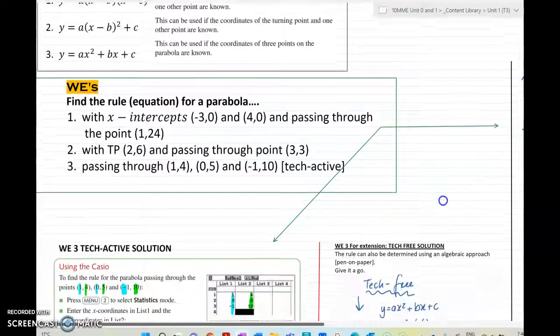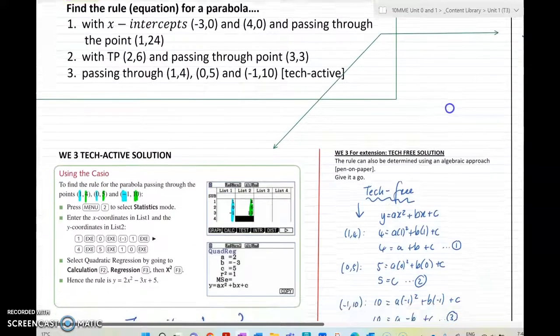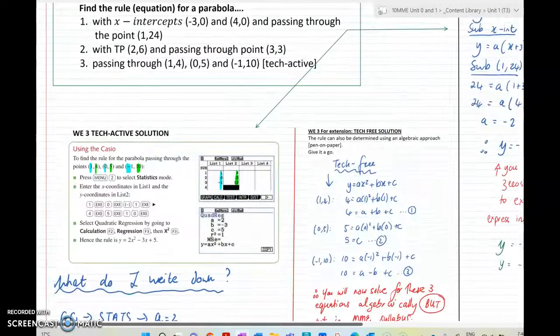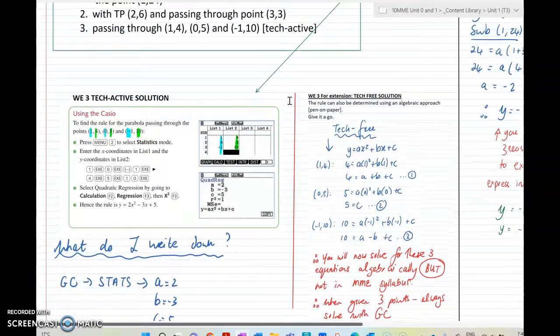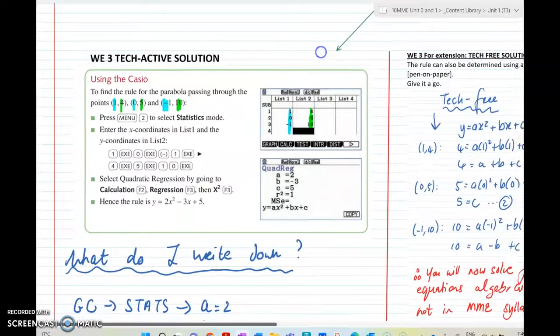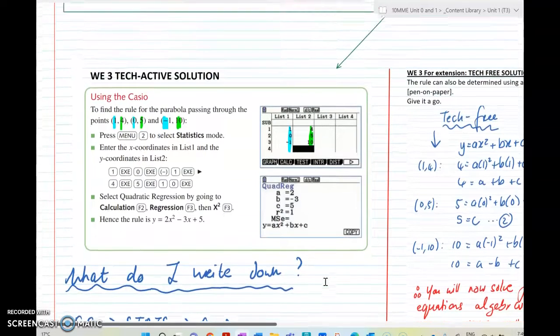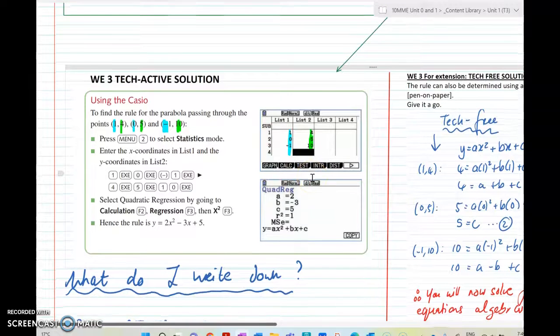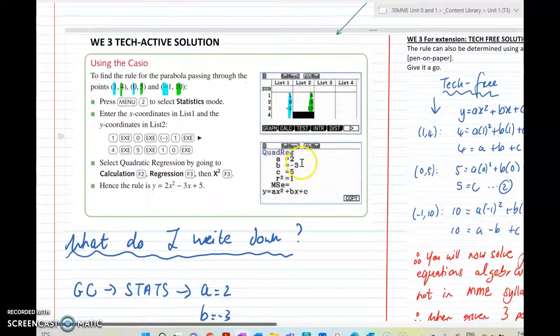And then, of course, we get to number 3, and the information that you are given is just 3 points that you have. And it says here that it will be in a tech active paper. And remember, you started the term by practicing everything on your graphics calculator. So just go back to that as well. So you go to stats mode, you enter the 3 points, you do your regression, you get your A, your B, and your C value. And that is your parabola.